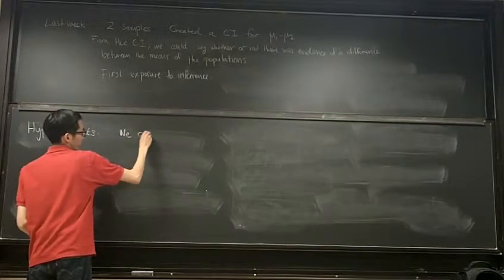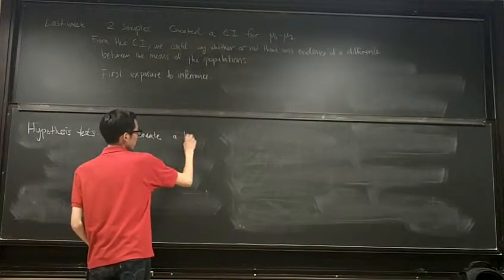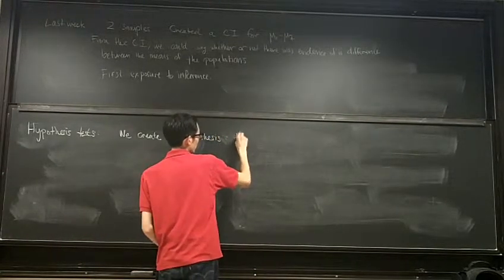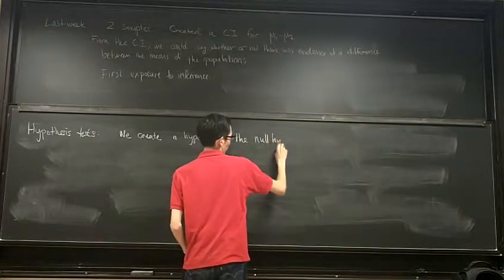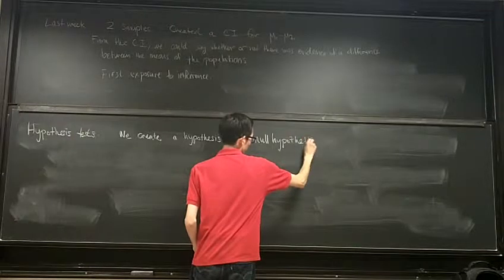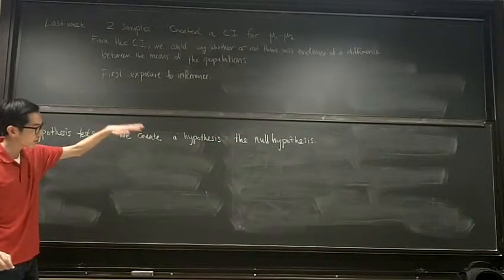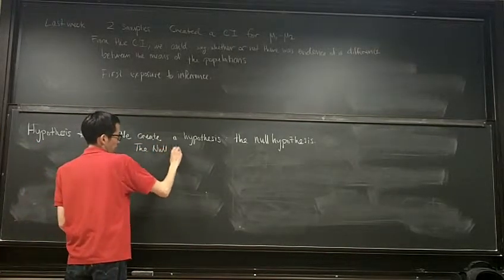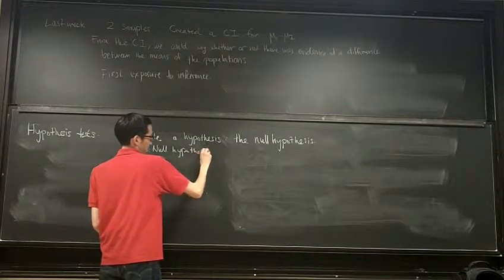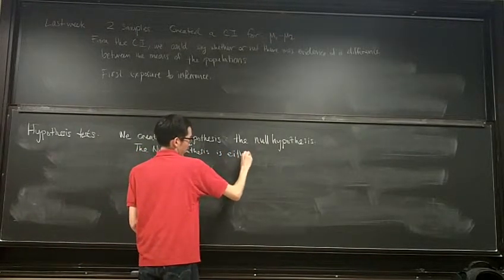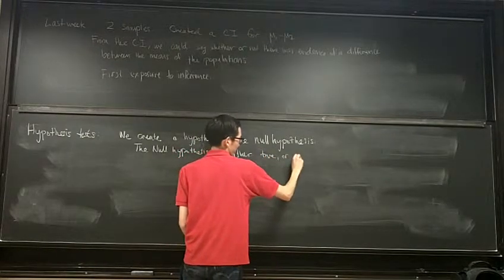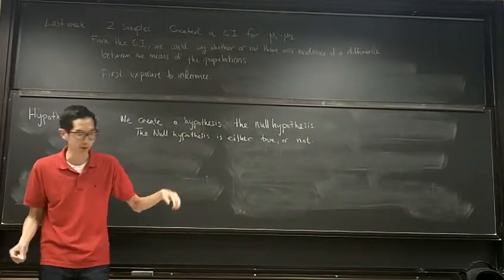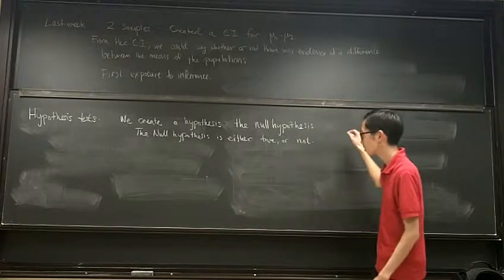create a hypothesis. Okay, and this is called the null hypothesis. And the null hypothesis is either true or it's not, okay? And if it's not true, we call that the alternative hypothesis, okay? The possibility that it's not true.